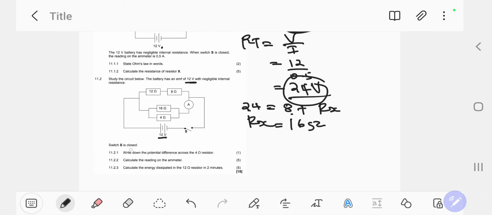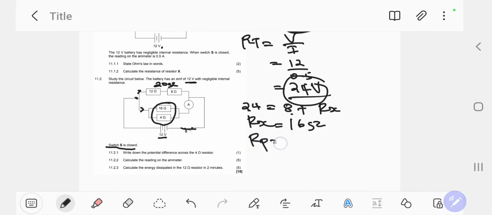Let's analyze the circuit. Switch S is closed, and from there the current is flowing clockwise. When the current gets to this point, another current comes this side, another comes this side. It means this one and this one add up to 20 ohms because they are connected in series. And then we need to look at this one that is connected in parallel.